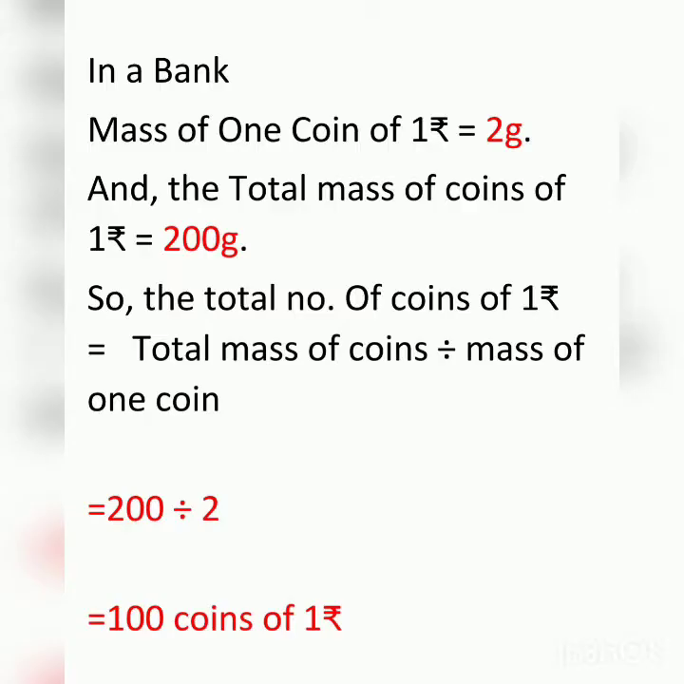For example, the mass of one coin of 1 rupee is 2 grams. Okay? And the total mass of the coins of 1 rupee is 200 grams. So when you divide the total mass of 1 rupee coins by the mass of one coin, you will get the total number of coins. As here we have divided 200 by 2 and we get 100 coins of 1 rupee.